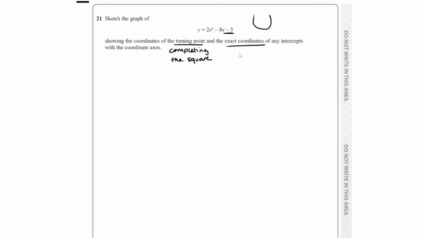You know, it says exact, you leave it in terms of a surd. That's kind of the hint that's telling me, which also tells me that I probably can't factorize. Normally I would factorize, but I feel like I probably can't in this case.